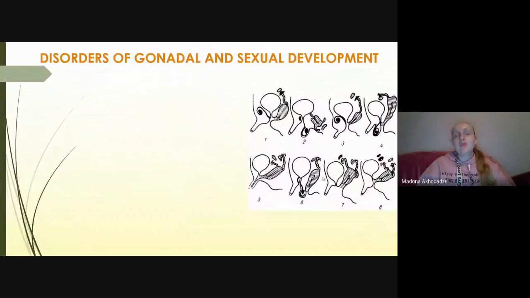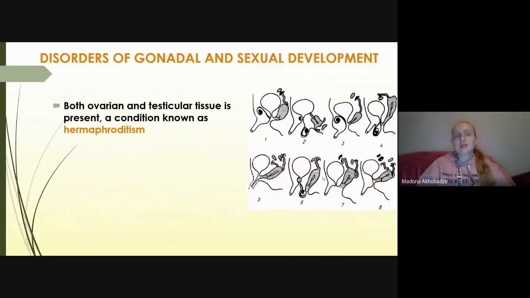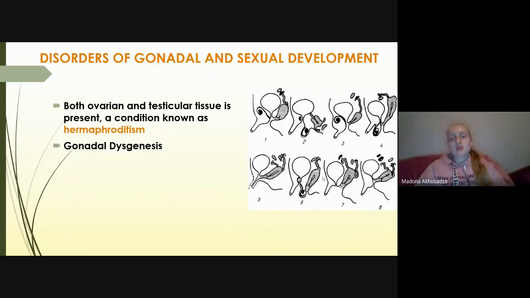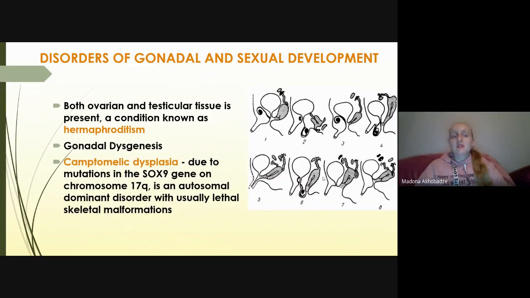Okay, now disorders of the gonadal and sexual development include hermaphroditism. I'm not sure how it's pronounced. Hermaphroditism. So it means they have both ovarian and testicular tissues present, but one of them is more developed and the other is less, but still both are present. And the patient can actually choose which gender he or she belongs to.